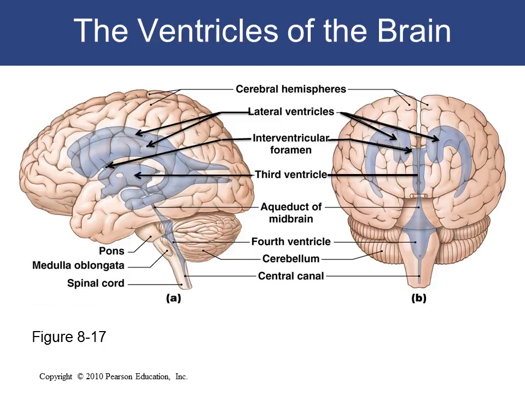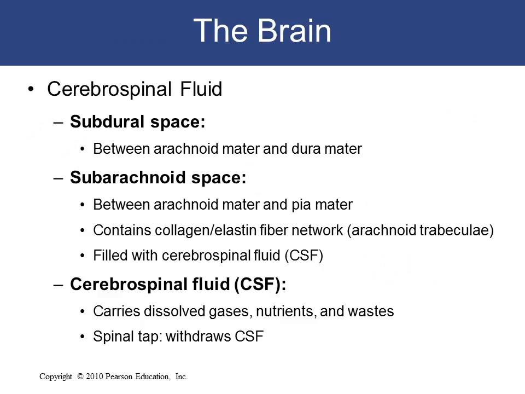And after that, the third ventricle is found in the diencephalon, and the third ventricle communicates with the fourth ventricle through the aqueduct of the midbrain, and this fourth ventricle is found at the medulla oblongata but continues as the central canal in the spinal cord. So those are the four ventricles that we have in the brain.